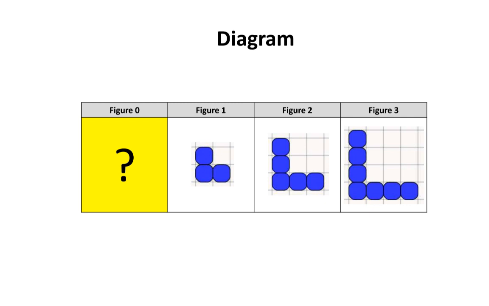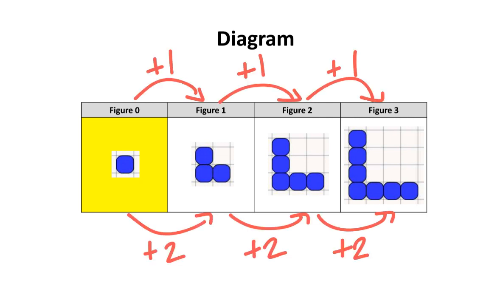Take a look at the pattern below. Figure 1 contains 3 blocks, Figure 2 contains 5 blocks, and Figure 3 contains 7 blocks. But how many blocks does Figure 0 contain? Take a minute to think about this. If you had predicted Figure 0 to contain 1 block, you would have been correct. Many of you would have noticed the same pattern as before and used it to work backwards to figure out how many blocks are in Figure 0.